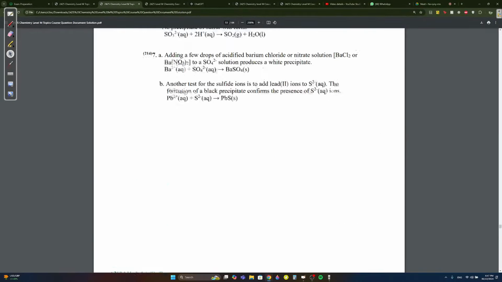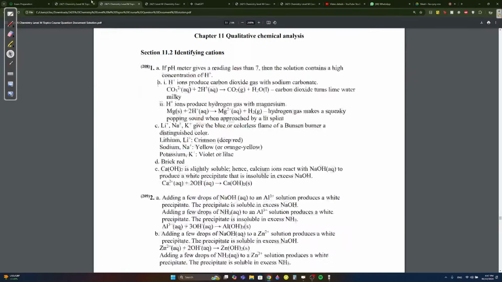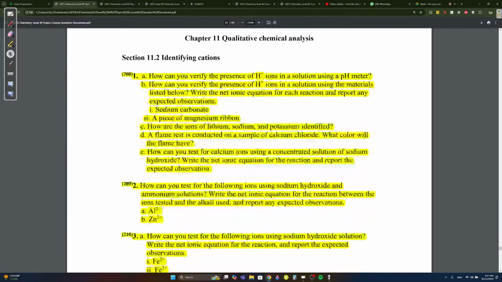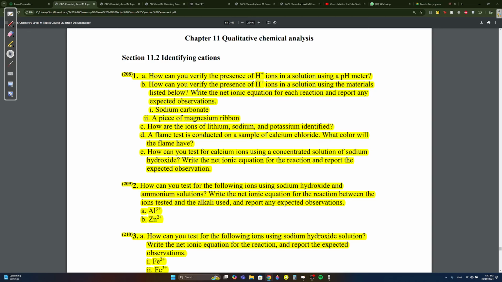Let me go back here. Let's try to finish this recording in under 45 minutes. How can you verify the presence of H+ in a solution using pH? If there's high H+, then obviously the pH will be less than 7. So if it's less than 7, the solution has high H+.